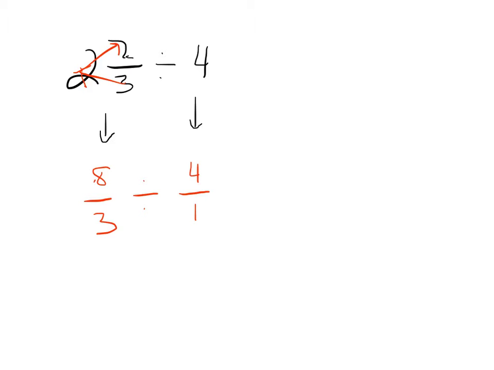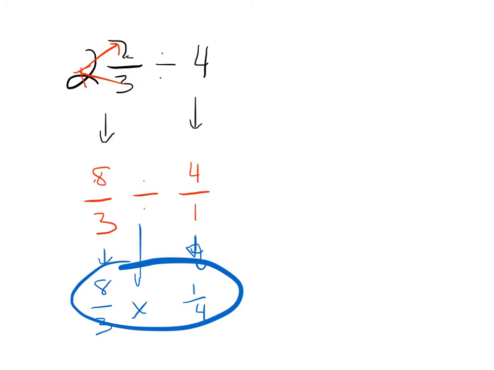But we're going to have to rewrite this problem again because I can't divide by fractions. I have to multiply by the reciprocal. So 8/3 will stay the same. I'll change this to a times, and then we'll take the reciprocal of 4/1, which is 1/4. Let's rewrite this up here just so it's easier to work with. 8/3 times 1/4.